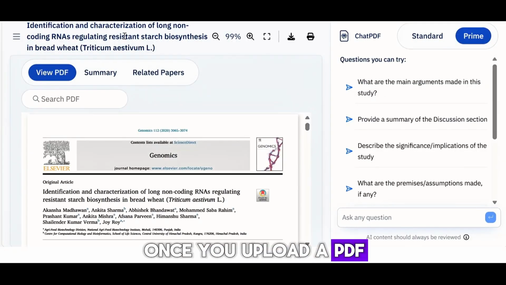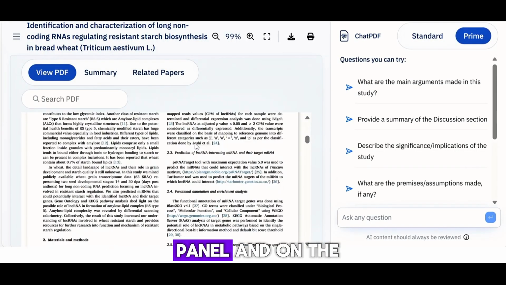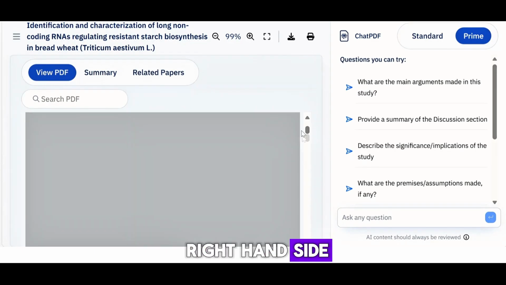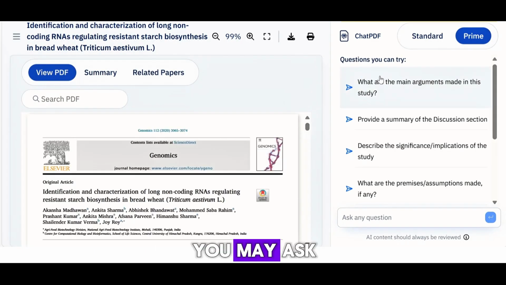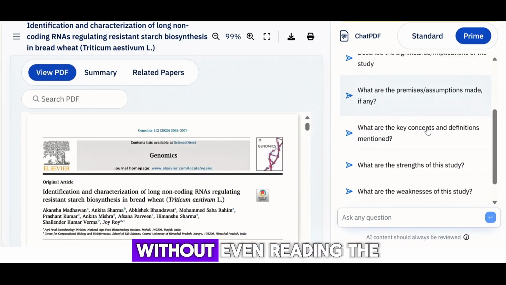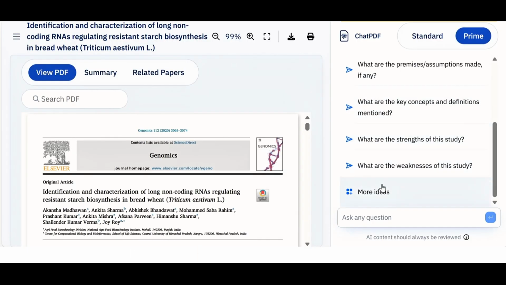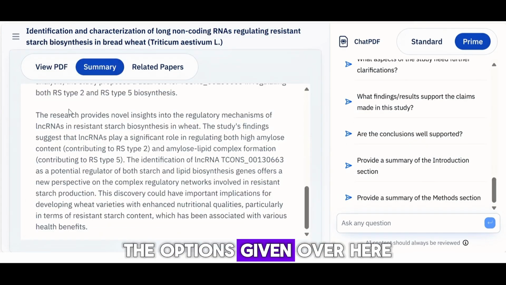Once you upload a PDF, you can see the document in the left panel. And on the right-hand side, you can find some predefined questions you may ask and get relevant answers without even reading the entire paper. But first, let's explore the options given over here.